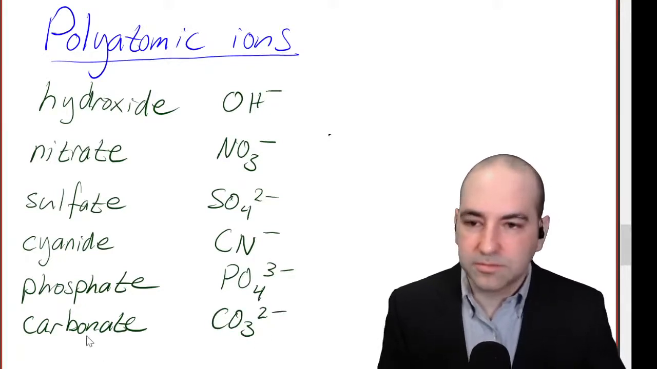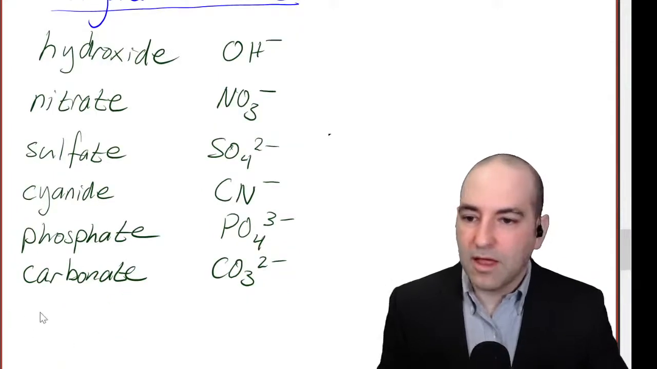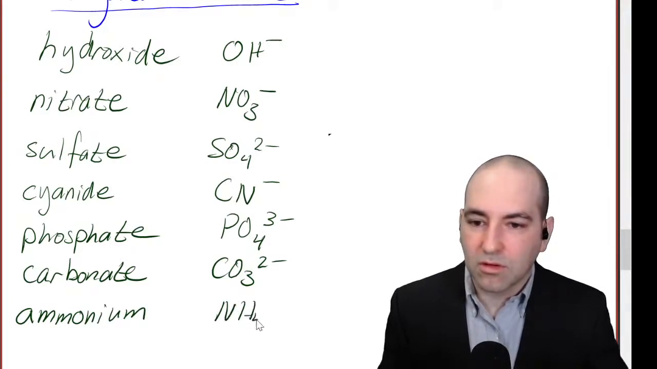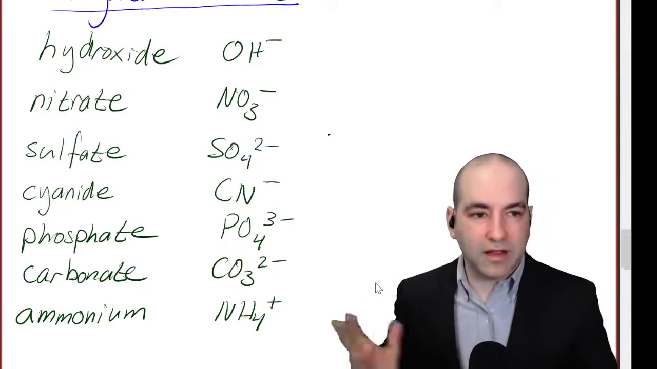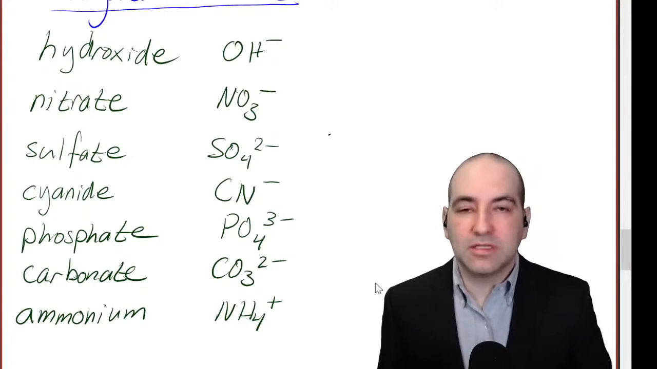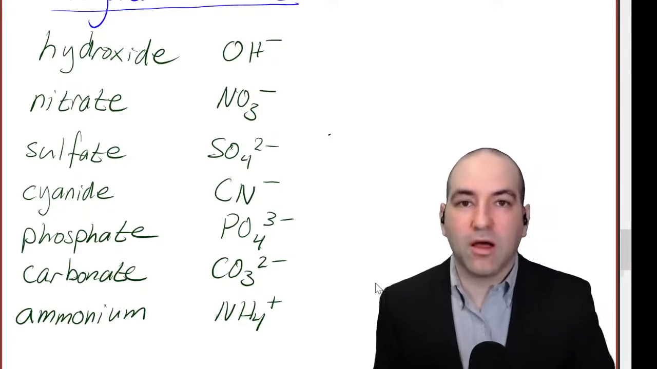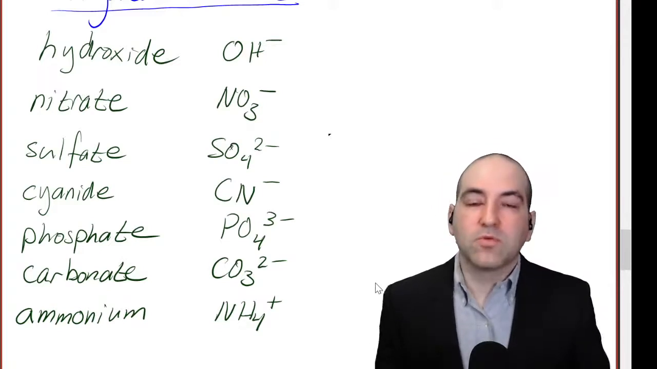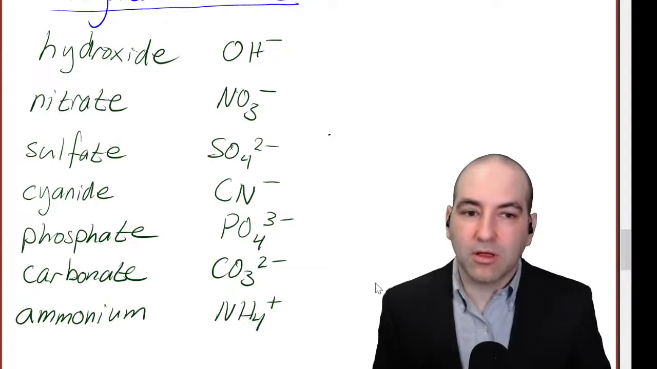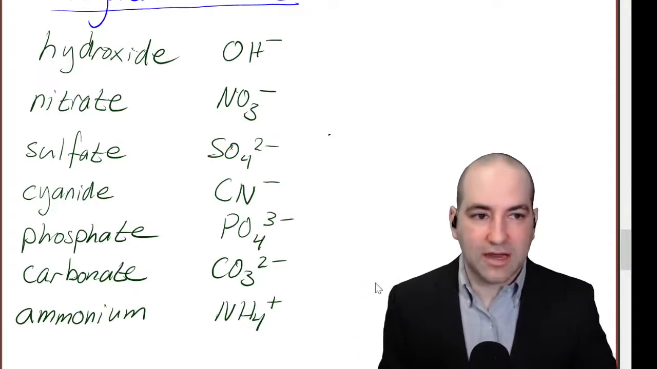CO3 2-. And we'll add one more. There's one common positively charged ion, a cation, called ammonium, which is NH4+. So these are some polyatomic ions. And the trick here is when you see a name and you want to write a formula, you have to recognize when the ion is not from the periodic table, but rather from this kind of list instead.